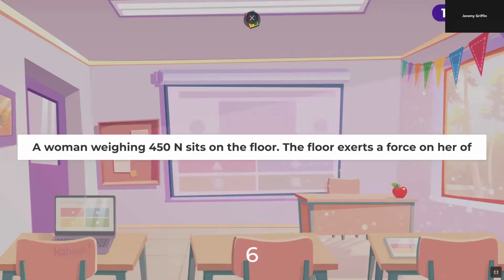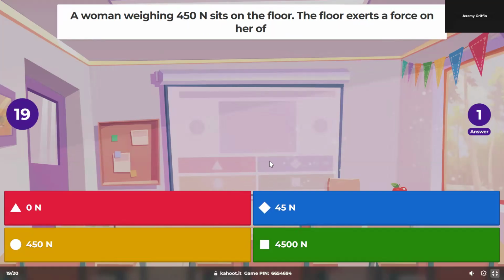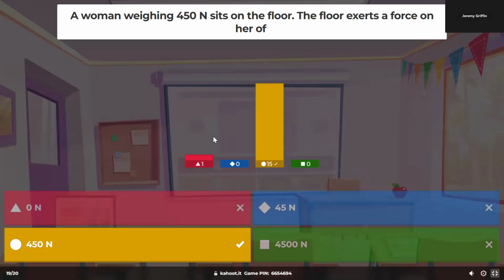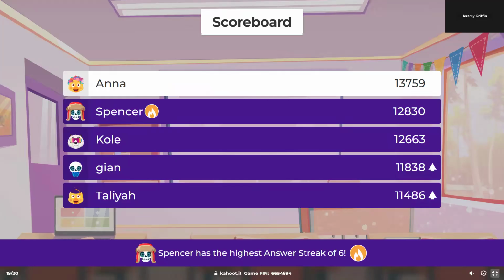Weighs 450 newtons, sits on the floor. The floor exerts a force back up on her. Everything's just at rest. All right, 450 newtons. Right, so equilibrium.